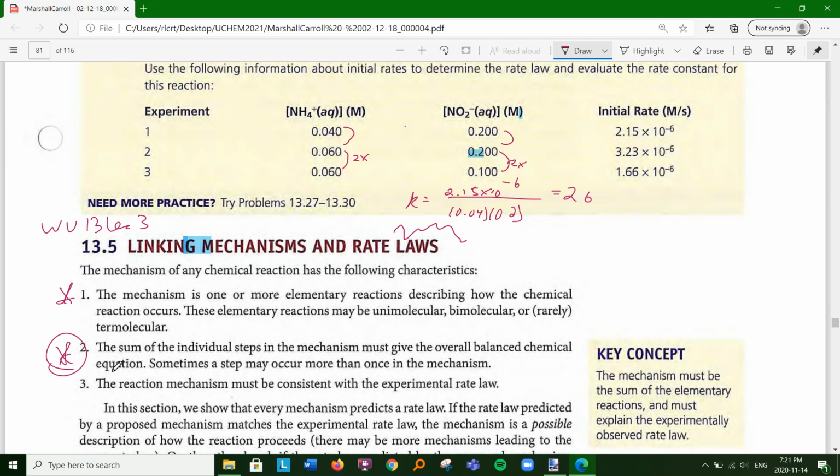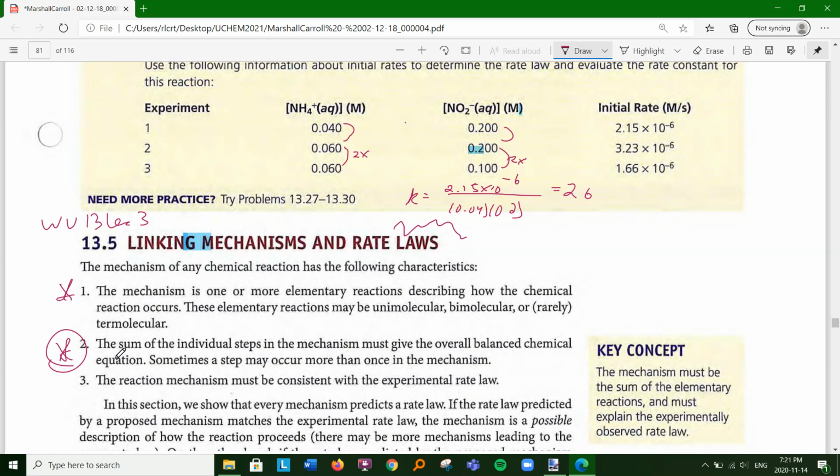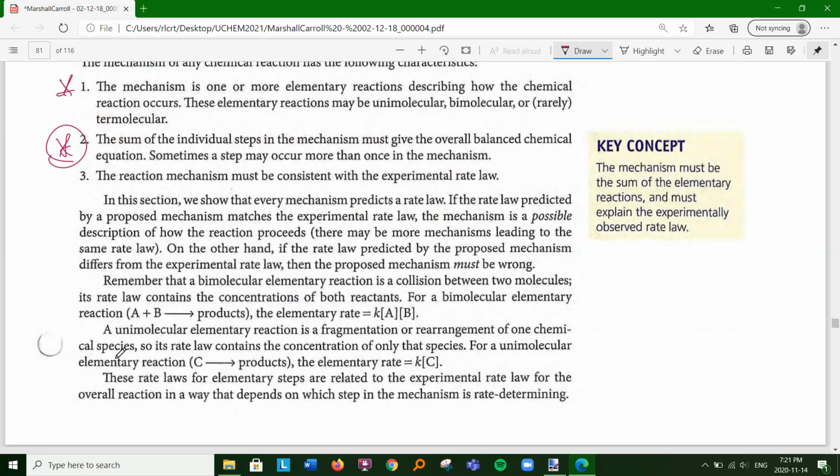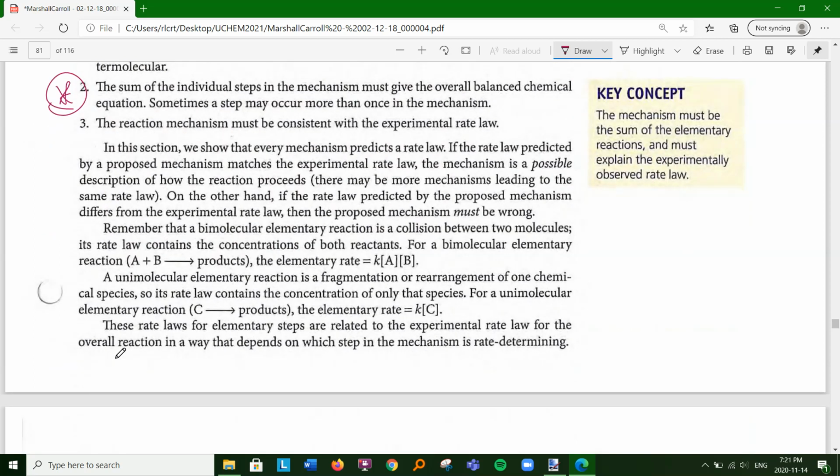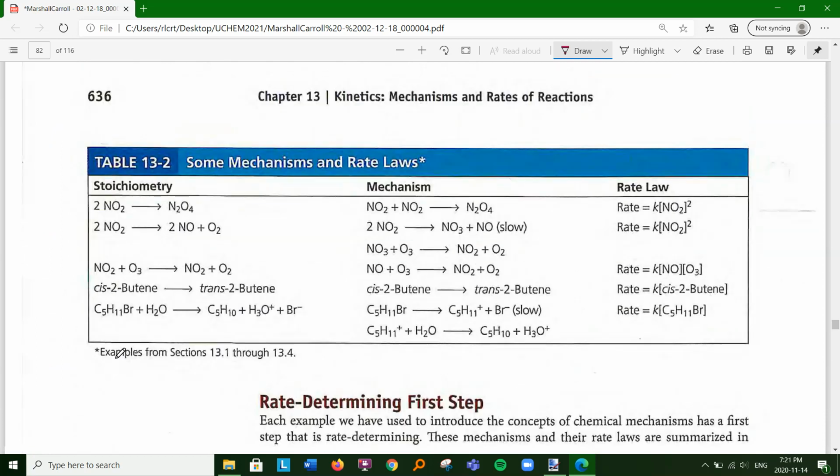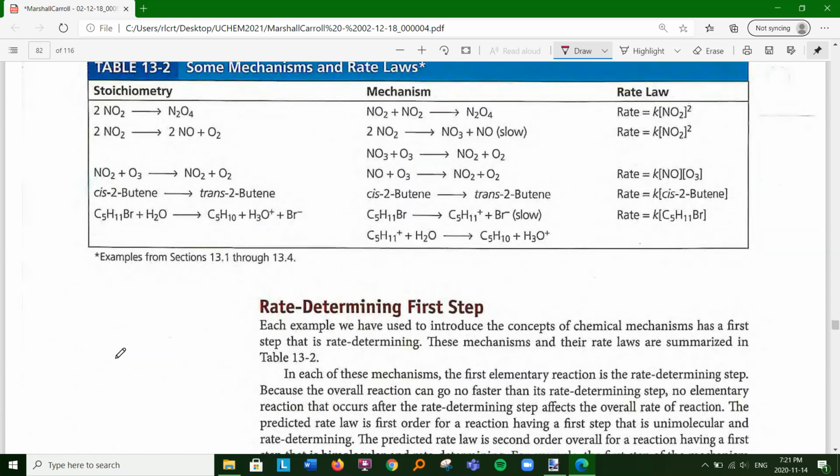You experimentally get the rate law first, and then you tell stories. You create reaction mechanisms to jive with the experimental data. If the rate law matches the experimental rate law, it's a possible description. Again, you need lots of information to get it all. We talked about bimolecular, unimolecular, fine. And so here's some mechanisms and some rate laws.